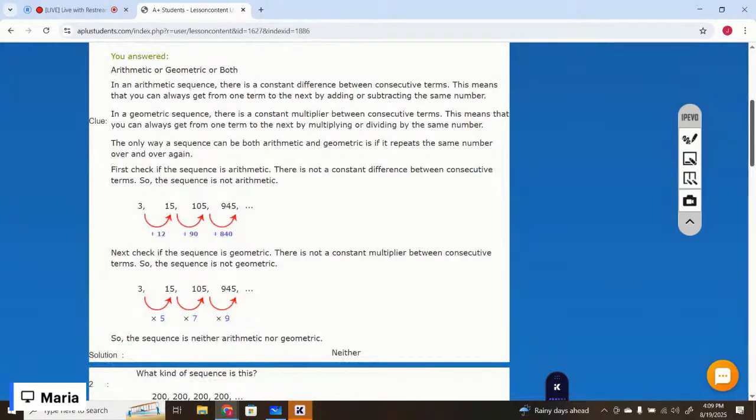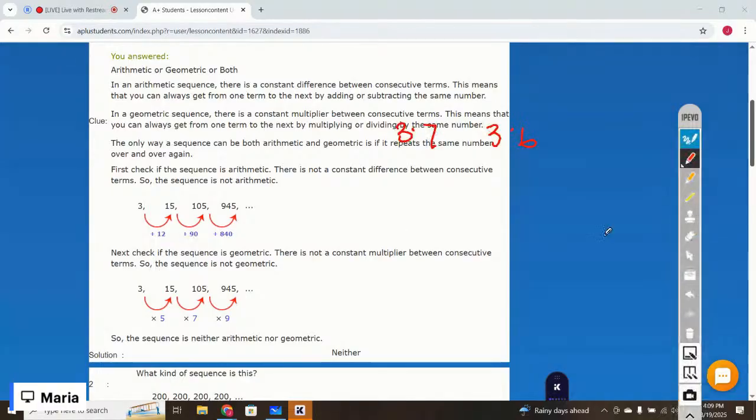3, 15, 105, and 945. Let's see if we're adding the same term. 3 plus 12 is 15. 15 plus 90 is 105, and 105 plus 840 is 945. So you can see the number you are adding is not the same, right? That is not an arithmetic sequence.